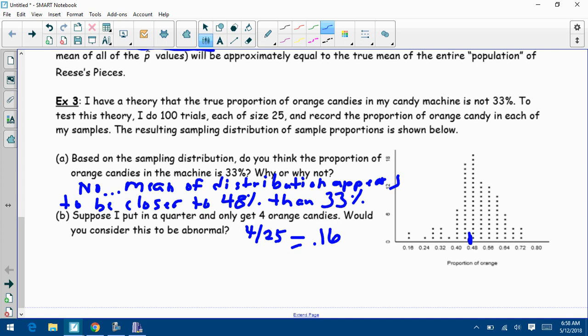Is getting 16% orange abnormal? Let's look at our sampling distribution. I did get 16% a couple times, but only 2. So 2 times out of 100, I got 16%. That's pretty abnormal. It's a 2% chance. So would you consider this to be abnormal? Yes. This occurred only 2 times out of 100.